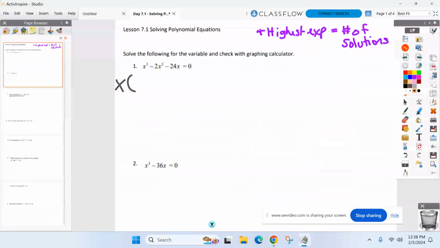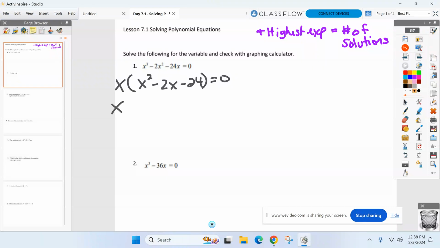Let's start it off right, Ethan. When I take out an x, what am I left with? X squared minus 2x. Yep. And you guys know I'm going to be left with 3 answers. There's no way I'm getting 3 answers from what Ethan just told me. So get ready, factor again. We're taking this to a new level now.